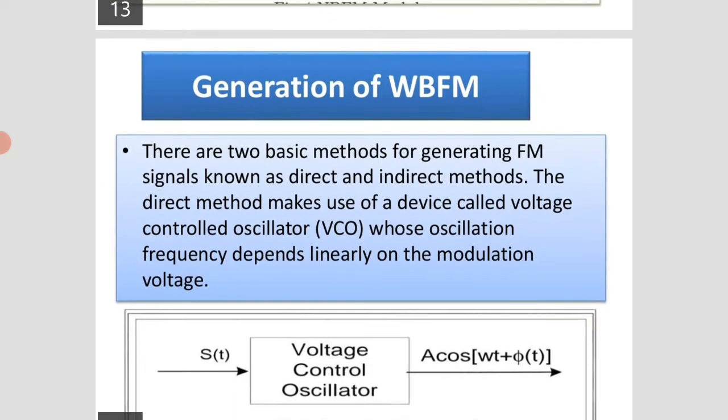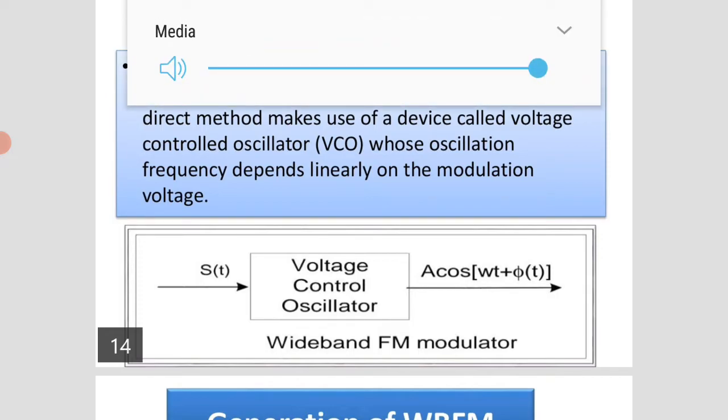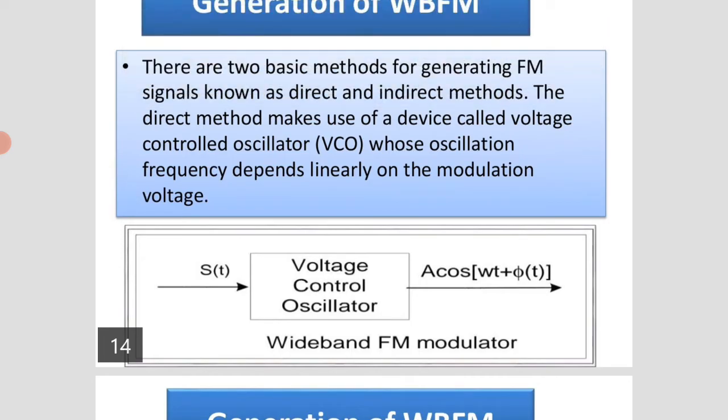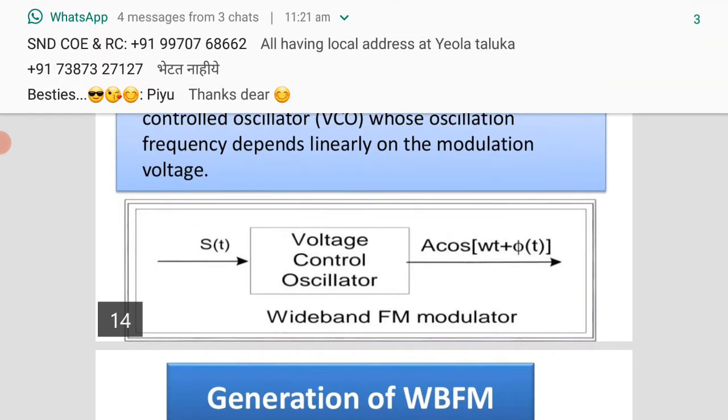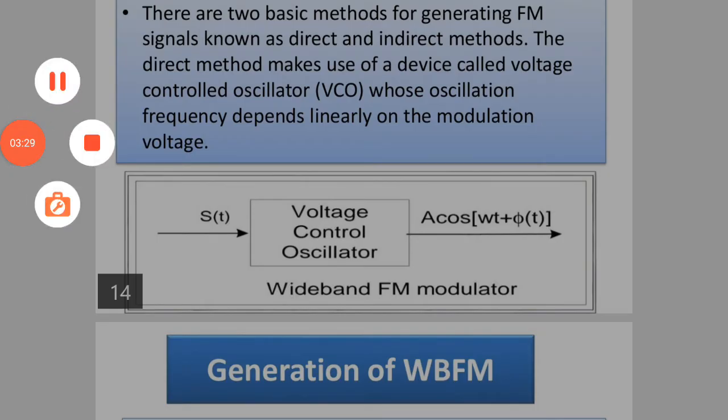In wideband frequency modulation, there are two basic methods for generating FM signals, known as direct and indirect methods. The direct method makes use of a device called a voltage controlled oscillator, also called a VCO, whose oscillation frequency depends linearly on the modulation voltage. In the generation of wideband frequency modulation, the input S of t is given to the voltage controlled oscillator, and the output of the voltage controlled oscillator is A cos of omega t plus phi of t. The wideband frequency modulator is as shown in the diagram.